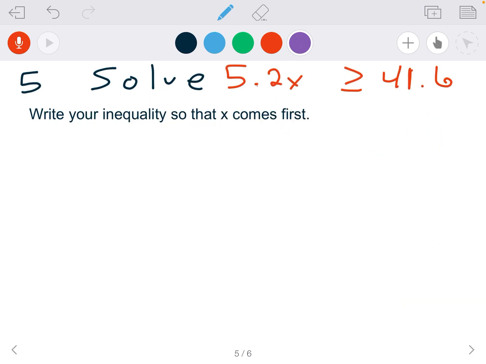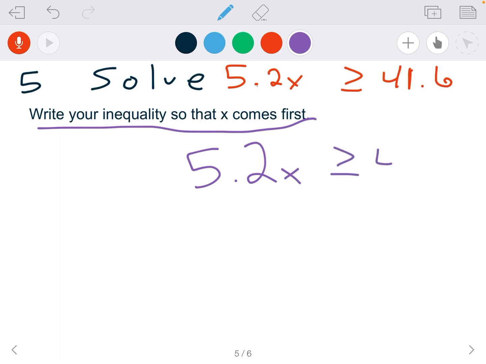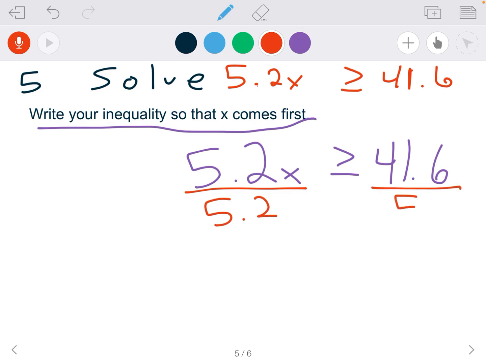And then for number 5, this time you've got decimals. 5.2x is greater than or equal to 41.6, and you're writing your inequality so x comes first. Well, I know I need to get x by itself. To undo multiply 5.2 times x, you divide by 5.2. What you do to one side, you do to the other. These cancel out, so I've got x, nothing changes to the inequality, greater than or equal to.